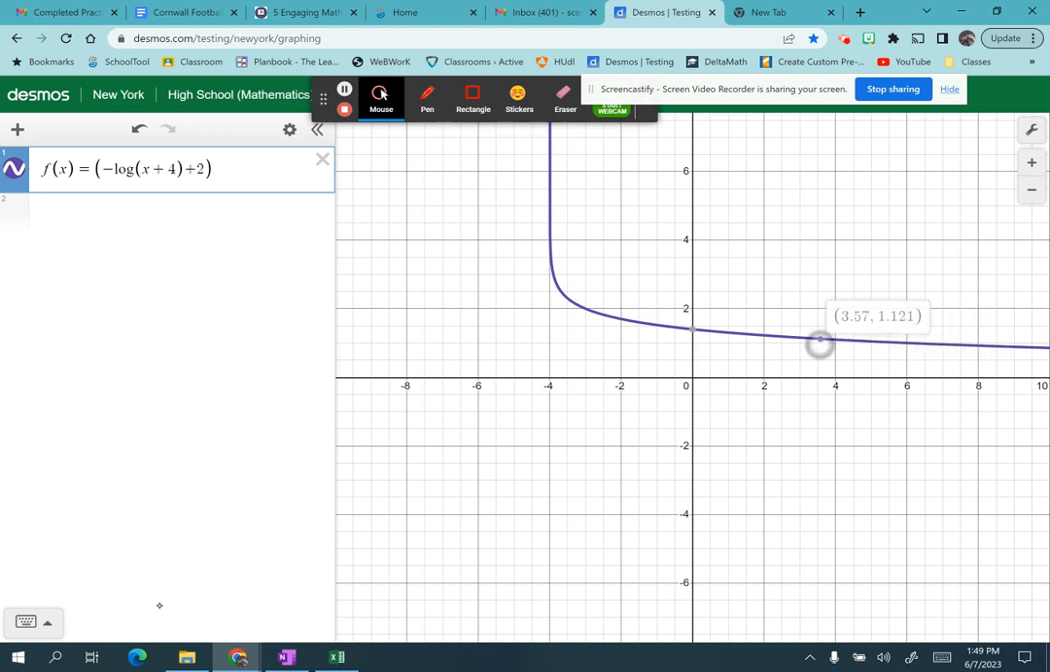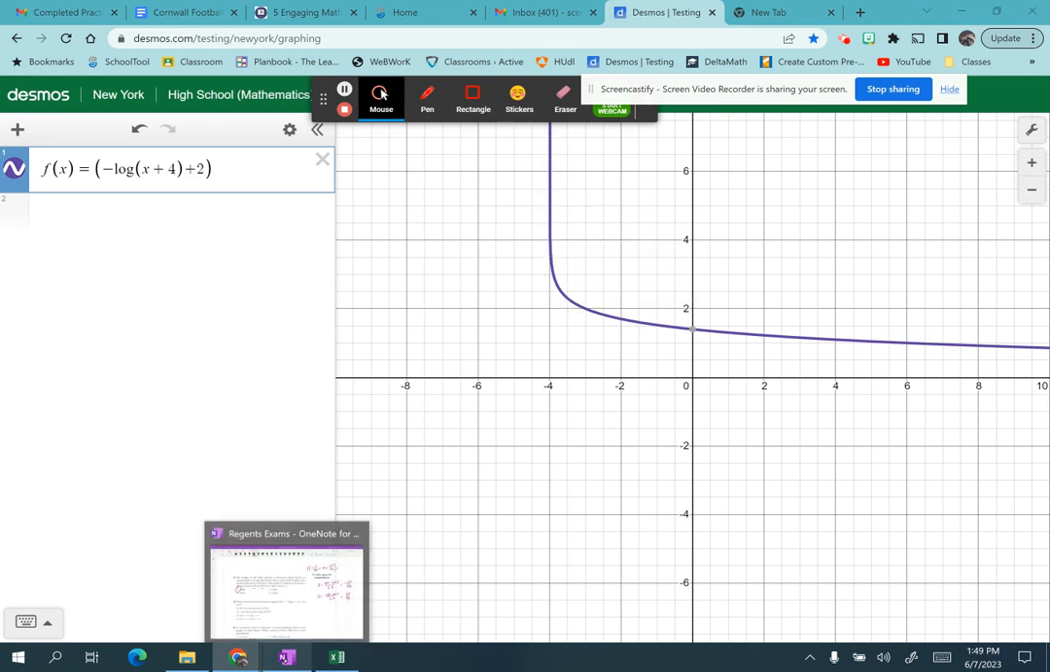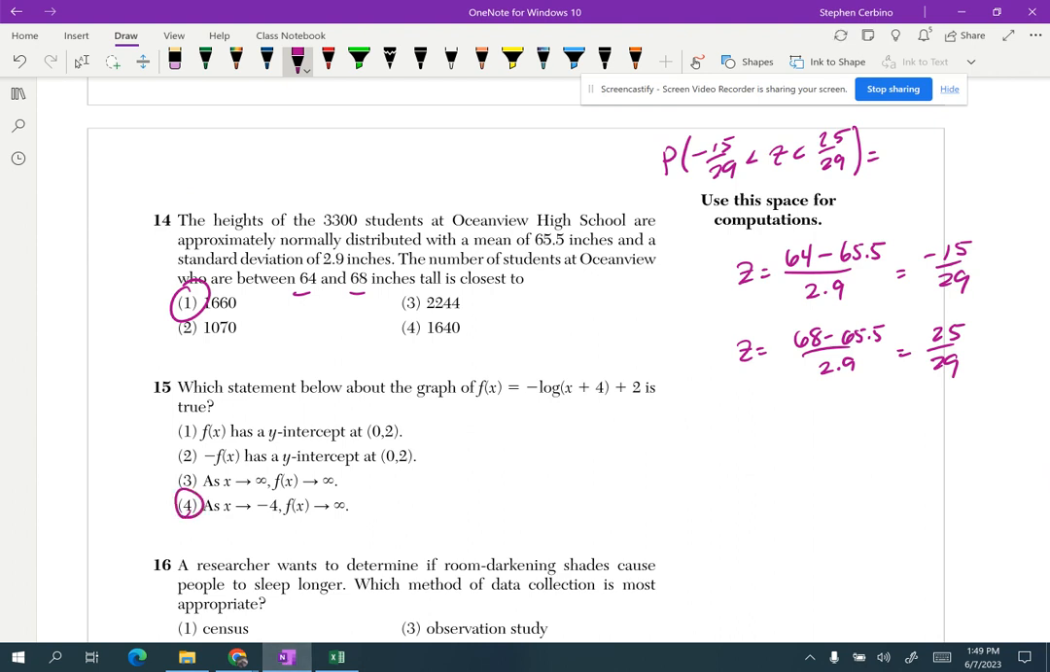As the x values approach negative 4, so as these get closer to negative 4, because that's the vertical asymptote, the graph goes up forever. So this answer winds up being choice 4.